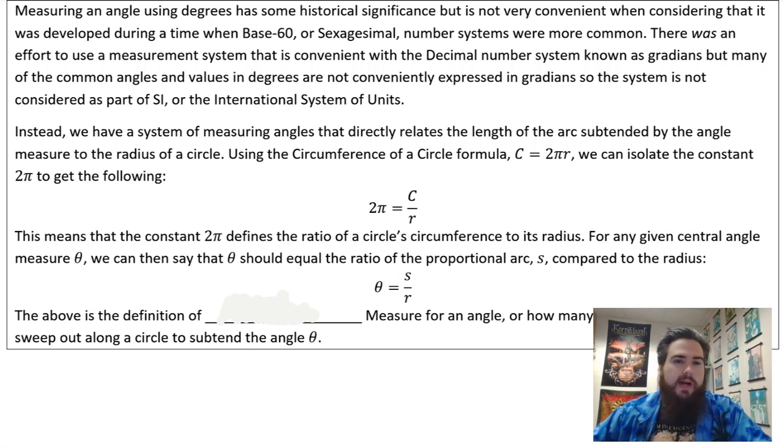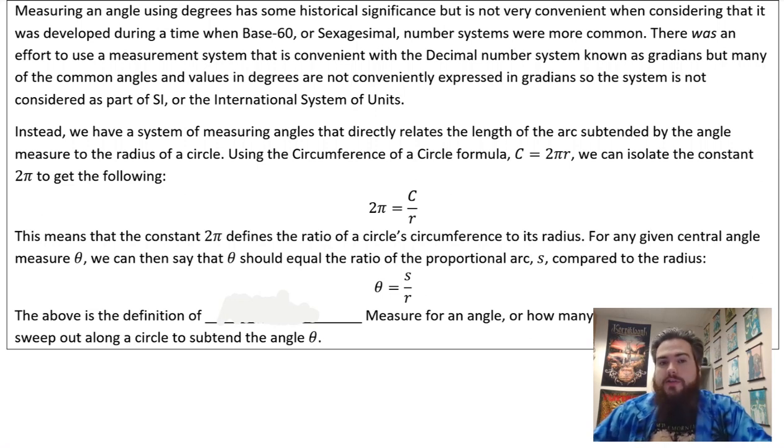So the system for gradians is not considered part of SI, or the International System of Units. Instead, we have a system of measuring angles that directly relates the length of the arc subtended by the angle measure to the radius of the circle.